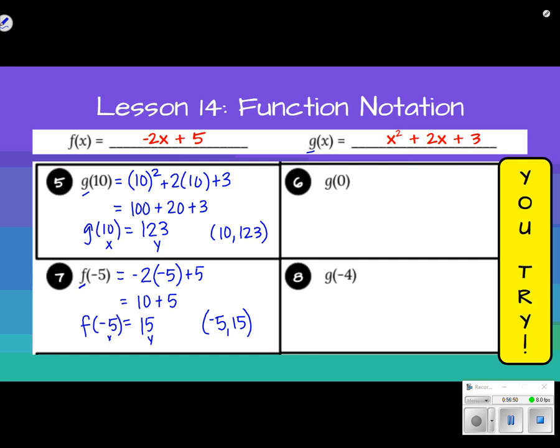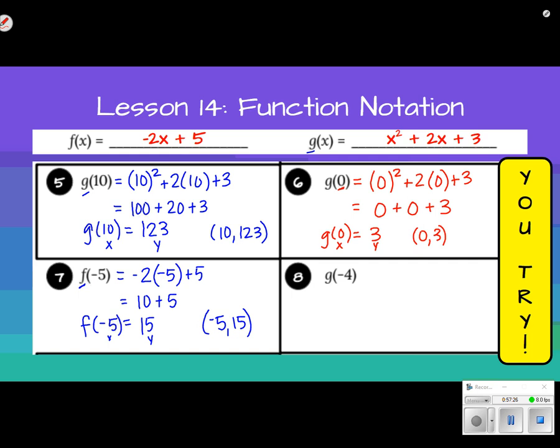All right, both of yours are with g of x, so you're going to be working with the one that has the x squared. We're going to plug in 0. 0 is my favorite thing to plug in. 0 squared plus 2 times 0 plus 3. So 0 squared is 0, 2 times 0 is 0. So I've got 0 plus 0 plus 3 is 3. g of 0. So if I was looking at this as a point, my domain is 0. My range is 3. 0, 3 is a point on that function.